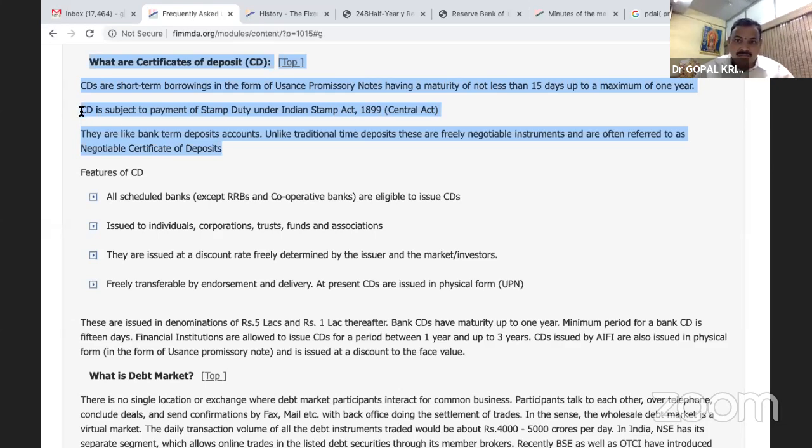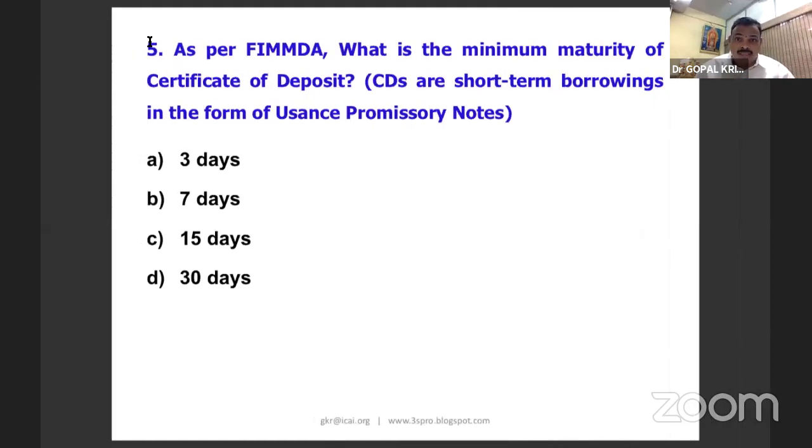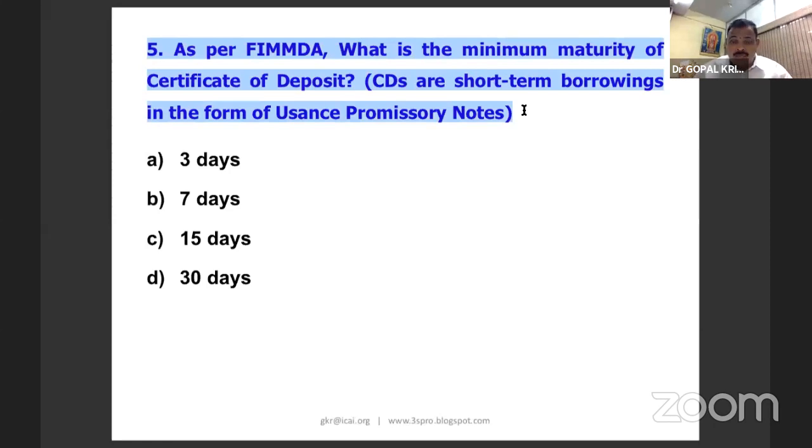CD is subject to payment of stamp duty under Indian Stamp Act 1899, Central Act. They are like bank term deposit accounts. Unlike traditional time deposits, these are freely negotiable instruments and are often referred to as negotiable certificates of deposit. It is a negotiable instrument. So now please read this question, Amit ji.